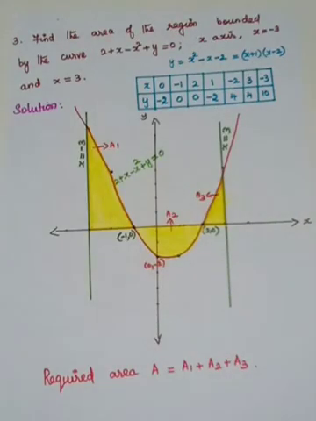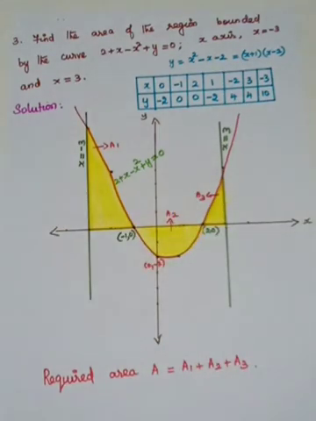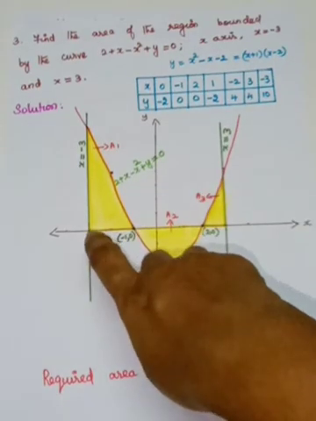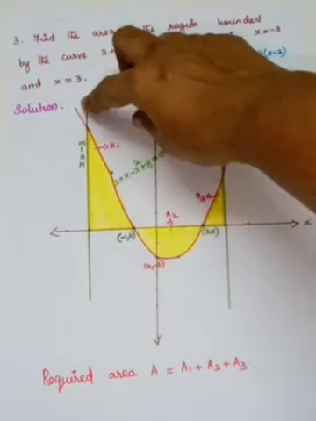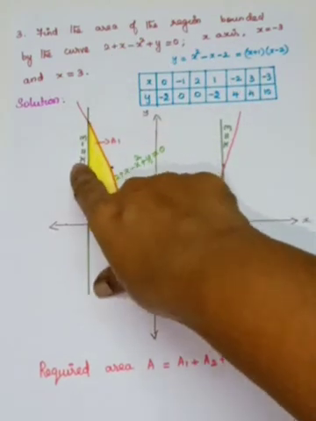So next one, what you have to mark? X-axis is already drawn. Next one, you have to go for x is equal to minus 3. X-axis, x value is negative. So this is minus 1, minus 2, minus 3. Okay, using this point, you have to draw the vertical line. So this line is x is equal to minus 3.